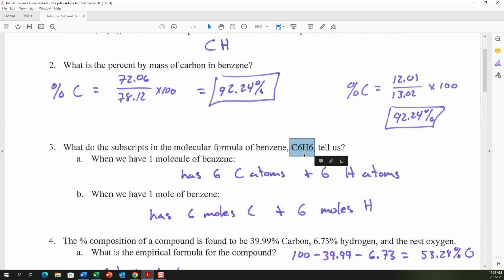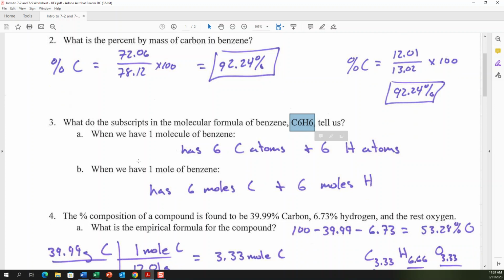So instead of one molecule of benzene, we scale it up to a mole of benzene. And the subscripts basically tell us the same thing. So if we had 1 mole of benzene, that means we would have 6 moles of carbon atoms and 6 moles of H atoms, hydrogen atoms, okay?